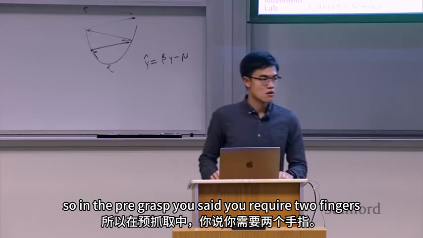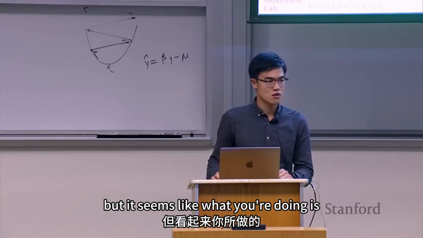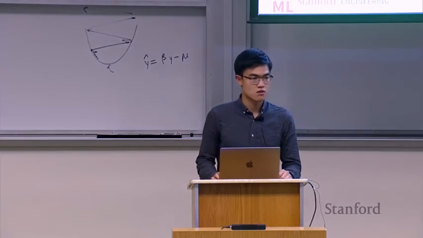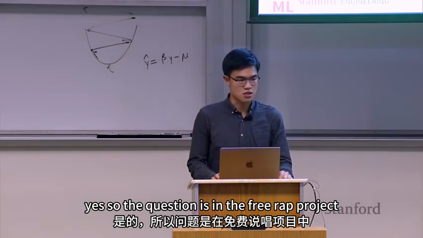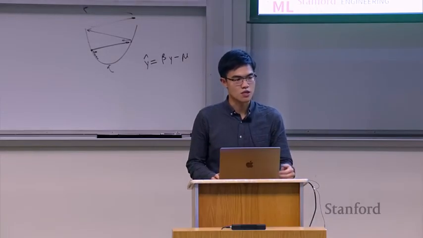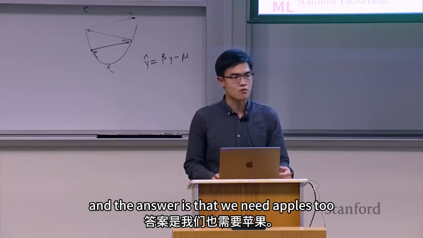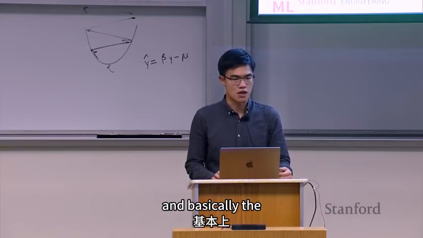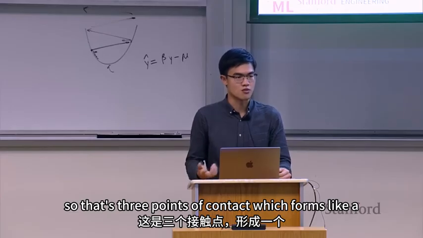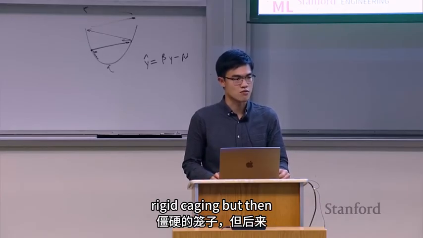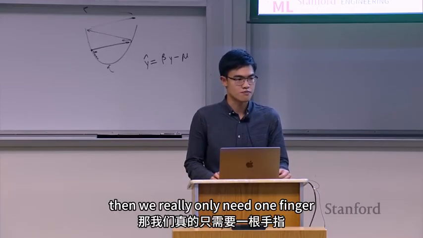Kind of a related question. In the pre-grasp, you said you require 2 fingers. But it seemed like what you're doing is reaching in with 1 finger, like to pull out the book. Why 2 fingers? Yeah, so the question is, in the pre-grasp project, why 2 fingers? In the book case, we only have 1 finger, and the answer is that we need at most 2. The thought process is that we would take 2 fingers plus the environment, so that's 3 points of contact, which forms a rigid caging. But if it was a patch contact on the environment, like the book, then we really only need 1 finger.